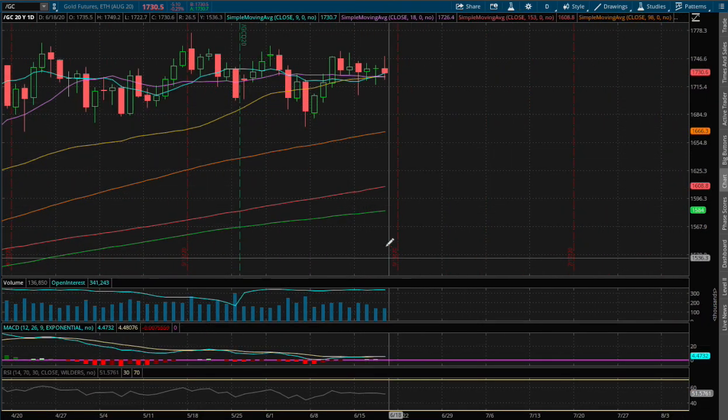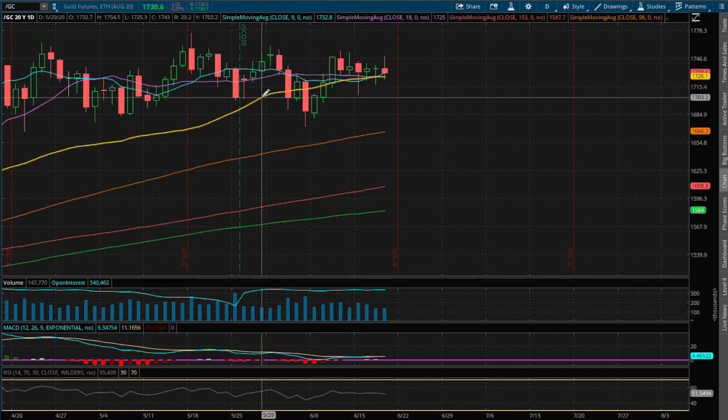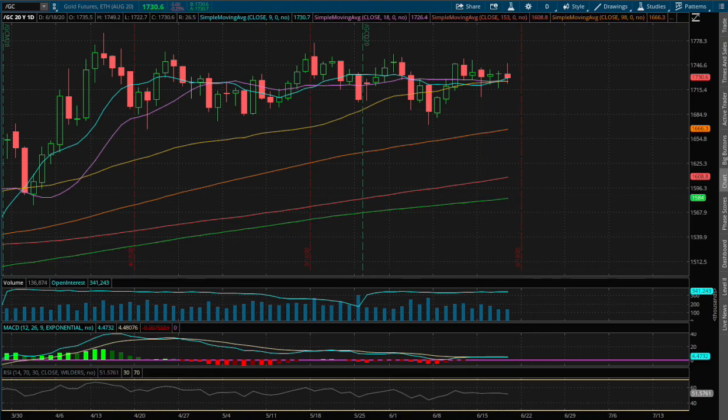for the daily MACD, and we also see a convergence of the 9 moving average onto the 18-day moving average, this purple line. And we also see it converge higher, above the 50-day moving average, this yellow line. So overall, I do expect sideways price action to continue.